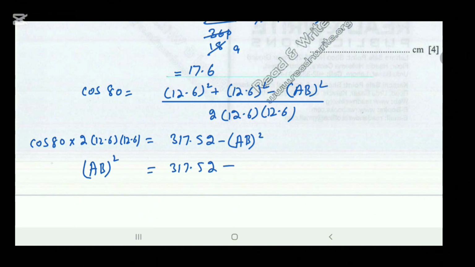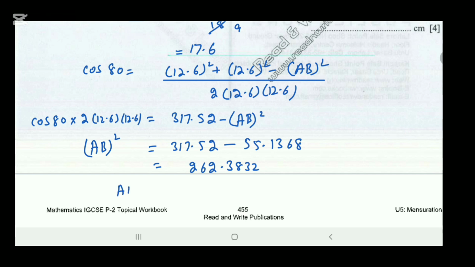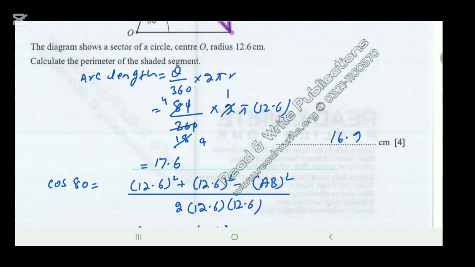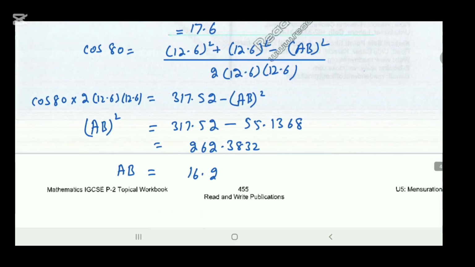317.52 minus, if you solve this one, you will get 55.1368 and 262.3832. If you subtract them and take the square root, you will get 16.2. So 16.2, sorry, not 16.2, 16.2 is the length of the other side.